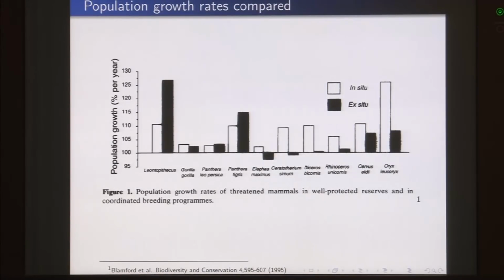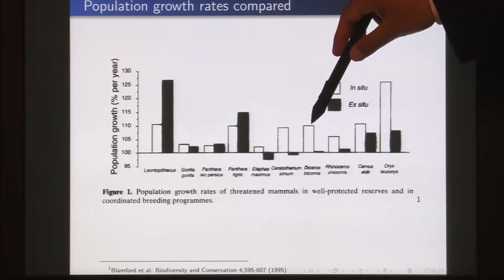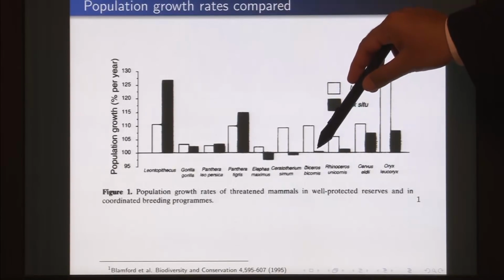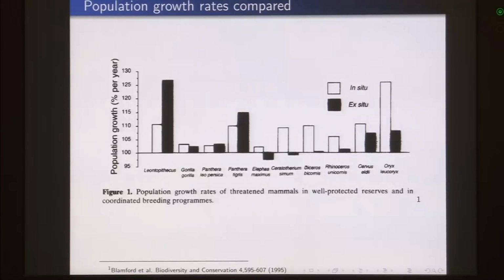But on the other hand, for some of these species, including our rhinoceros, we observe that the in-situ bars are very tall, but the ex-situ bars are very small. So what this tells us is that for some animals, the rate of population growth in an ex-situ facility is very low. So it would make much more sense to go for the in-situ conservation method only.